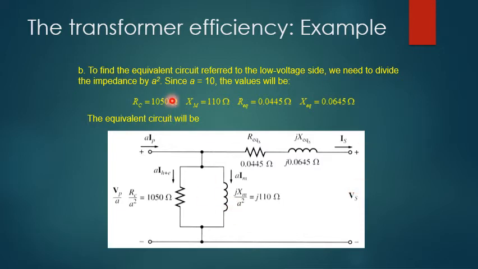So what we knew before is that we need to divide the impedance by a squared. This is the relationship between the primary and the secondary side. a has a value of 10. So when we divide our original values by a squared, we get 1050 ohms as Rc. Rc over a squared is 1050 ohm. Xm becomes j110 ohm, R equivalent becomes 0.0445 ohms, and X equivalent becomes 0.0645 ohms. So all we were required to do was to divide these branch values by a squared, and we obtained the equivalent circuit as shown in the figure.